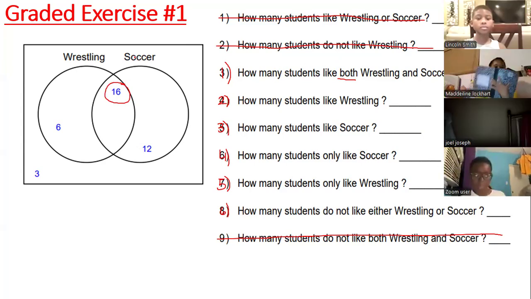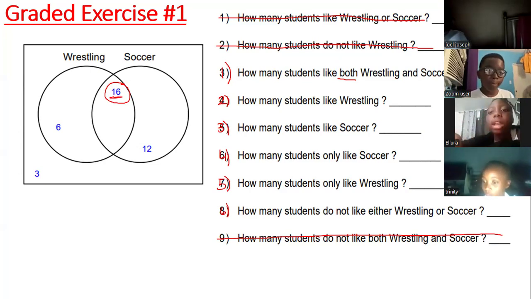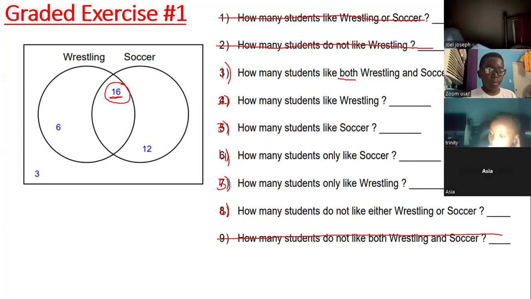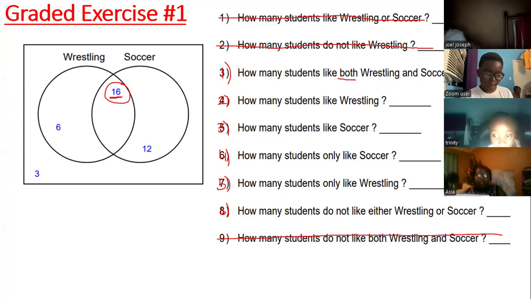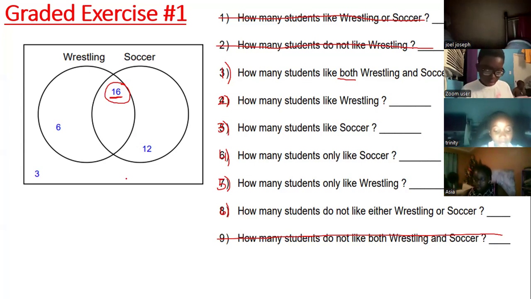Kaden, where's Kaden? Kaden, can you hear me? Yes, sir. Make the correction for me, please. It's 16. That's the one in the middle. All right. Allura, you got it right? If you got it right, please put a tick. Anyone got this one right? I did. Very good.